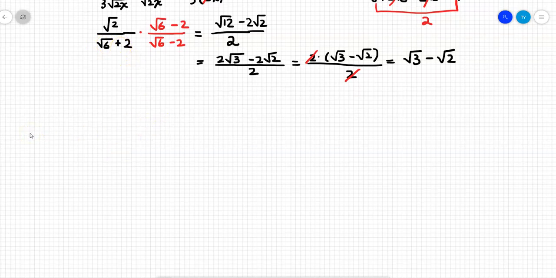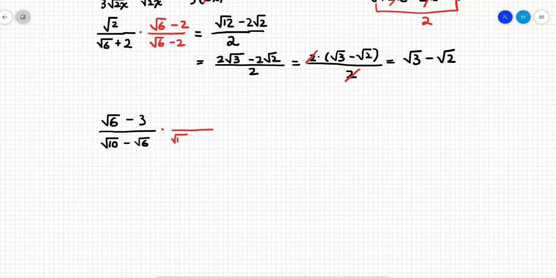What if you have radicals on both terms at the bottom? So let's just take a look at that one. I have a square root of 6 minus 3, divided by square root of 10 minus square root of 6. Just like the one we just did, we are going to multiply by the conjugate. The bottom is square root of 10 minus square root of 6, so we're going to do exactly the same thing but with the opposite sign.